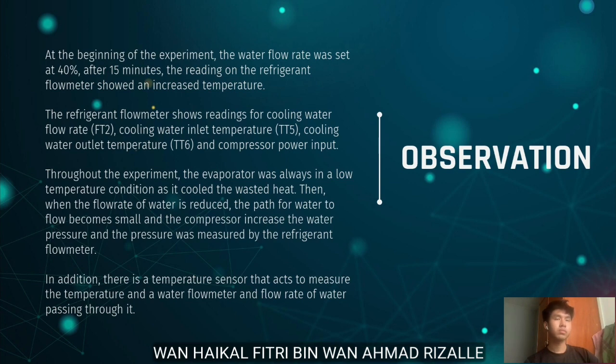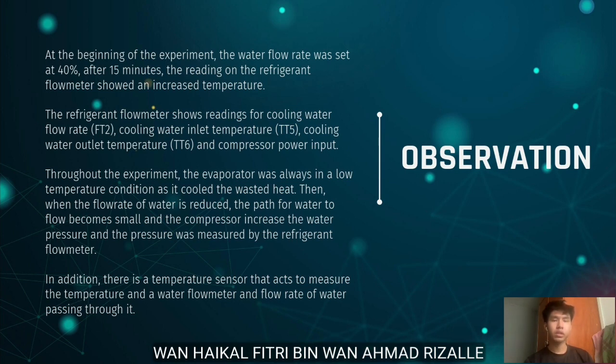Next, moving on to the observation. At the beginning of the experiment, the water flow rate was set at 40%. After 15 minutes, the reading on the refrigerant flow meter shows an increased temperature. The refrigerant flow meter shows the reading of cooling flow rate FT2, cooling water inlet temperature TT5, cooling water outlet temperature TT6, and compressor power input. Throughout the experiment, the evaporator was always in a low temperature condition as it cooled the waste heat.